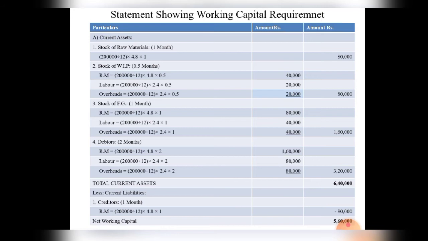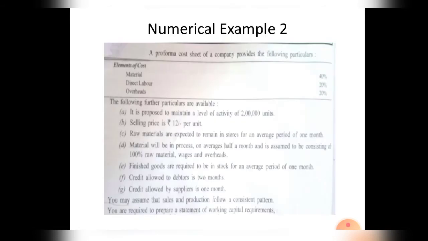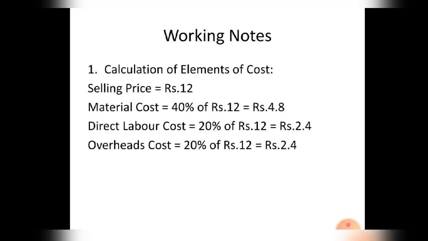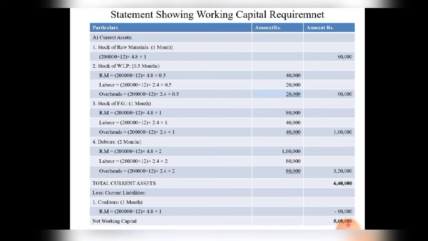Now we have to see what information is given about the stock of raw materials. So in the example, it is said at point C, raw materials are expected to remain in stores for an average period of 1 month. So 1 month is the period for stock of raw materials. So in the brackets we write 1 month and then we calculate the amount of money that will be invested in the raw material. So the annual production is 2 lakh units divided by 12, that means we find the monthly production, into raw material cost per unit we have calculated 4.8, into 1 month. So the raw material cost will be 80,000 that we take directly to the outer column.